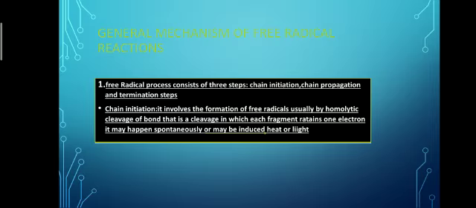Let us discuss the general mechanism of free radical reaction. The free radical reaction consists of three steps: chain initiation, chain propagation and chain termination. Chain initiation is the first step. It involves the formation of free radicals, usually by homolytic cleavage of a bond, a cleavage in which each fragment retains one electron. It may happen spontaneously or be induced by heat or light.